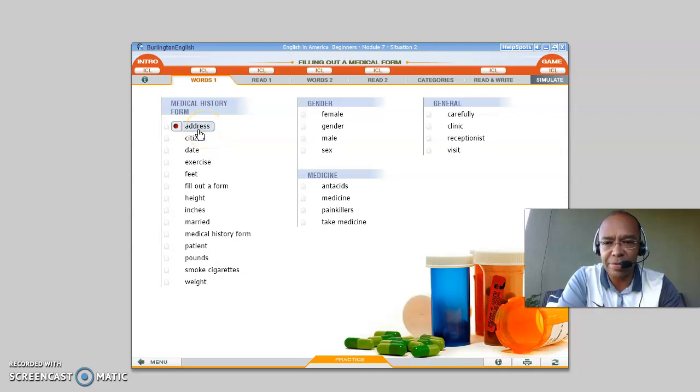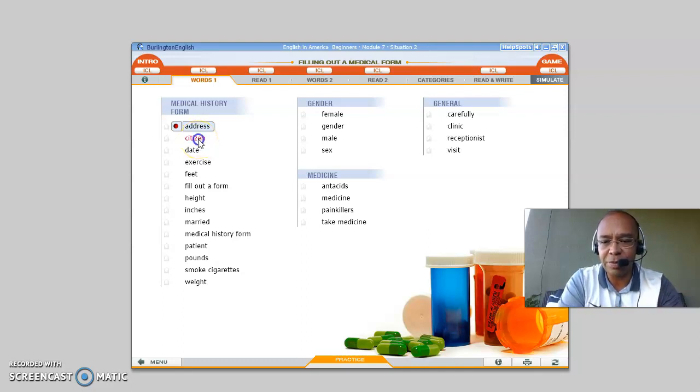Address. What's an address? An address is where you live. For example, I live in 111 Lure Court, Northwest, Melbourne, Florida, 32935. That's my address. What's your address?